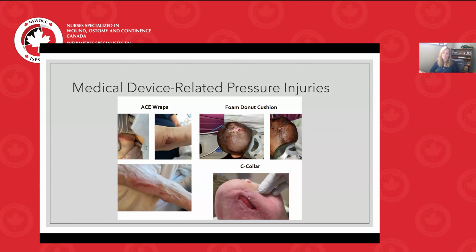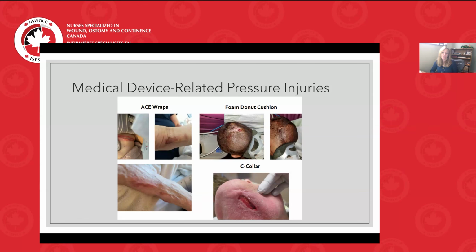You can see ACE wraps. Like I said previously, multi-layer compression wraps can cause pressure injuries. The one on the top, this patient was laying in a foam donut cushion. This is a good example of why we don't recommend utilizing foam donut cushions, because what ends up happening is that where the area in the center is cut out, it's actually causing more pressure there because the blood is pooling in that cutout area.